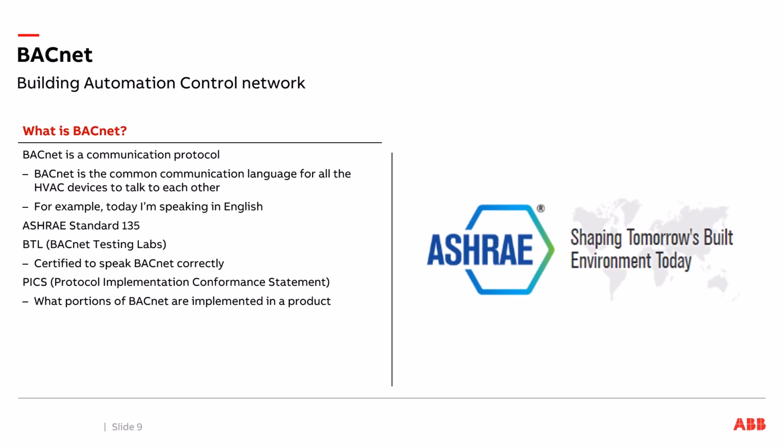ASHRAE itself, there's an ASHRAE standard 135, that is the BACnet standard. So what ended up happening is in the past, there were all these different proprietary communication protocols. And what that really did is it made it hard to have all these different competitive devices talk to each other. You basically had to settle on a certain brand and use that for your automation system.